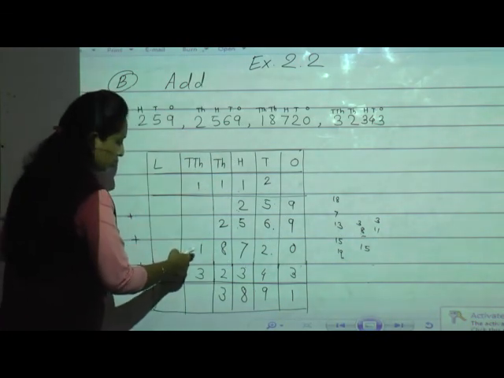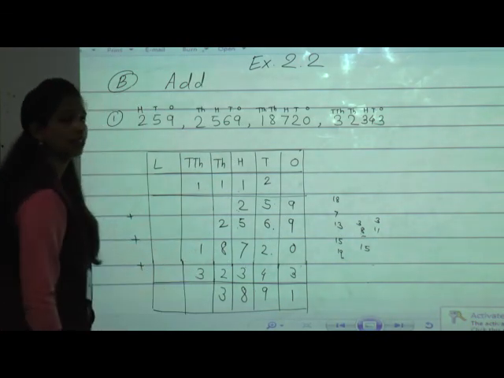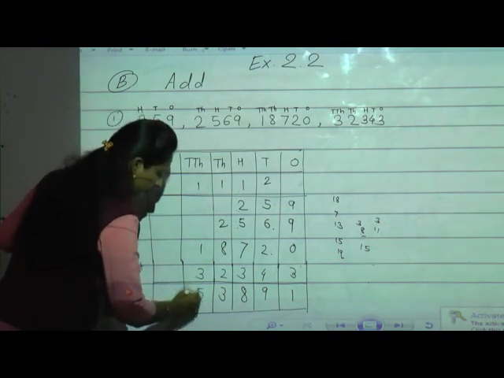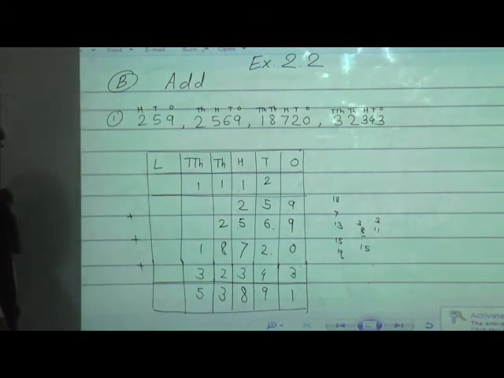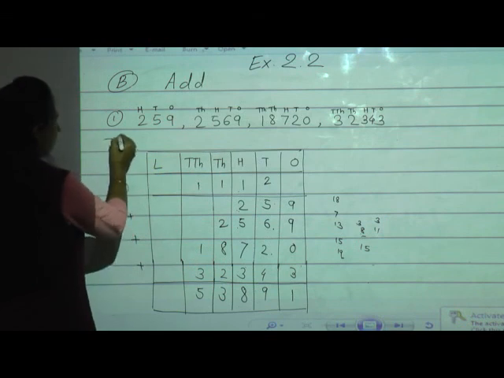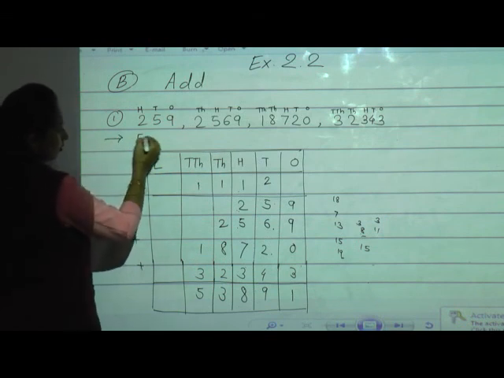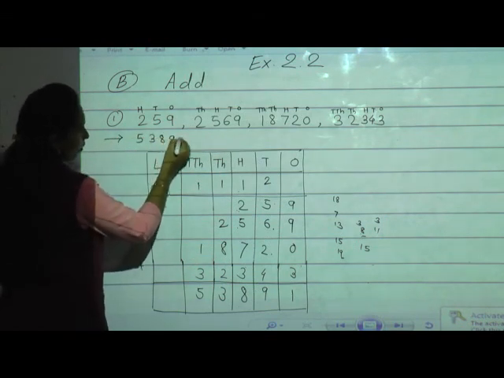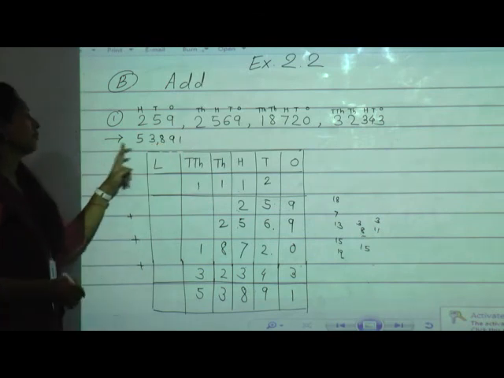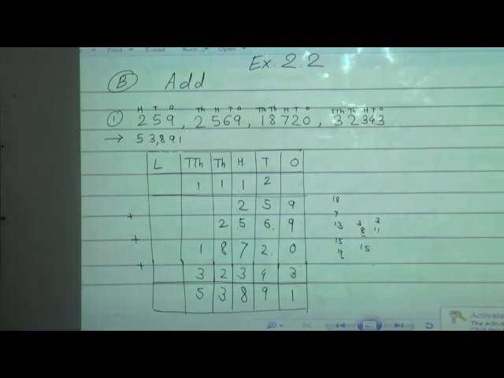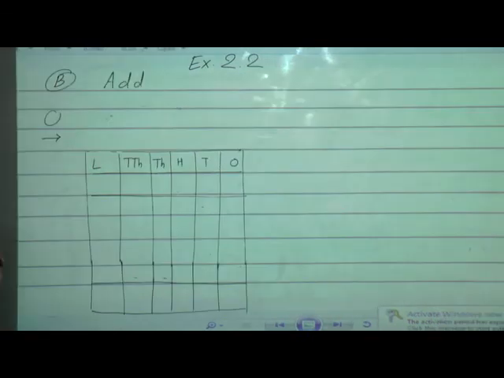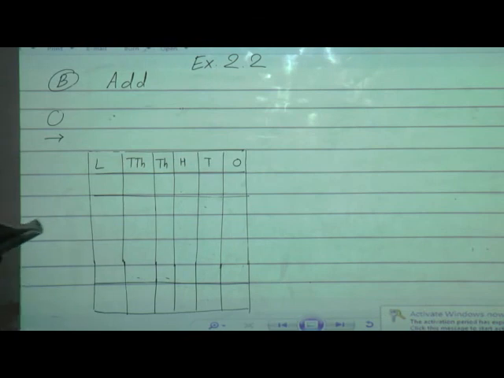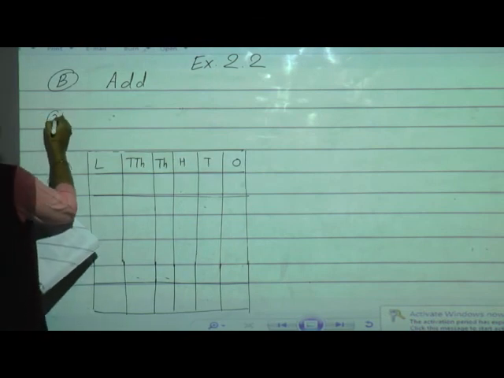1 plus 1 is 2, 2 plus 3 is 5. So the answer is, what is the answer? We can write here 5, 3, 8, 9, 1, comma after 3 digits: 53,891. Okay. Now one more example we will solve. Yes, now we will solve the third one. What is the third one?